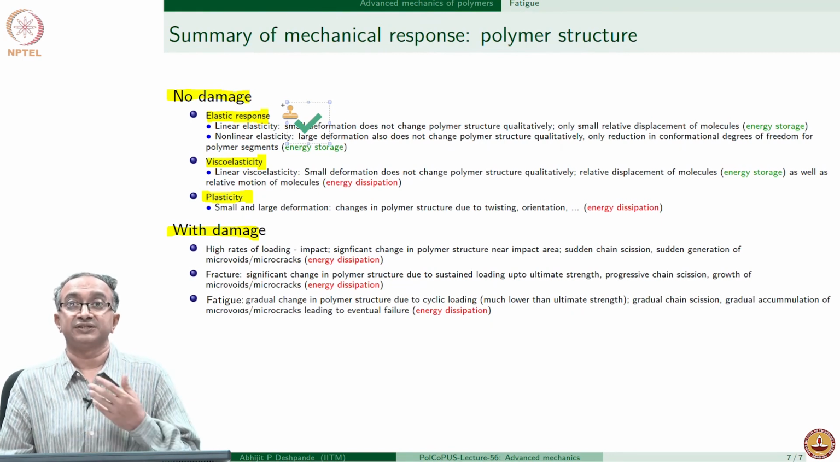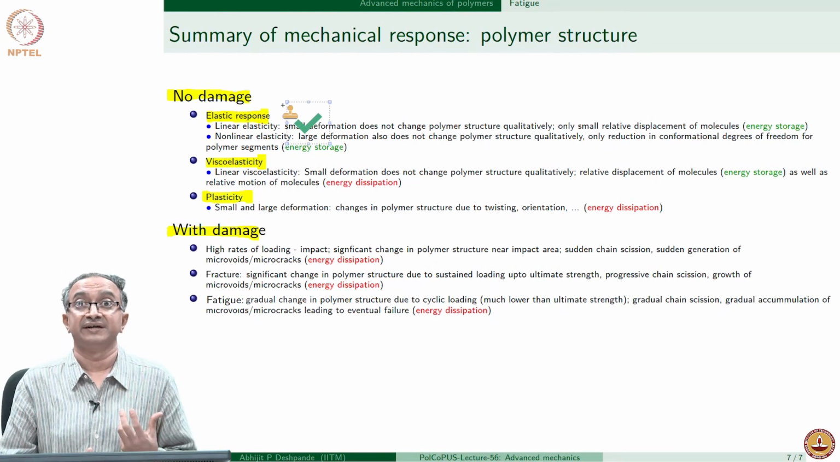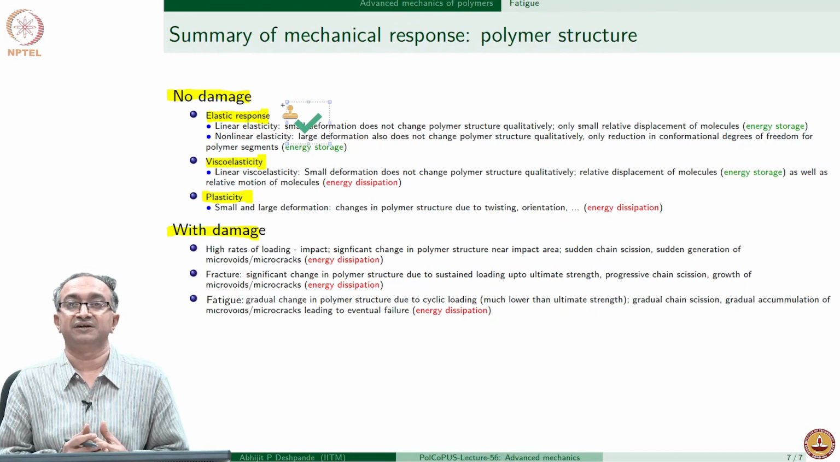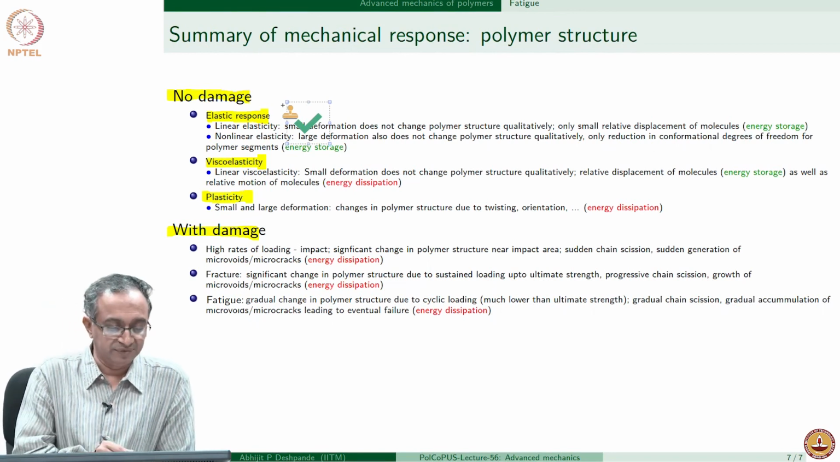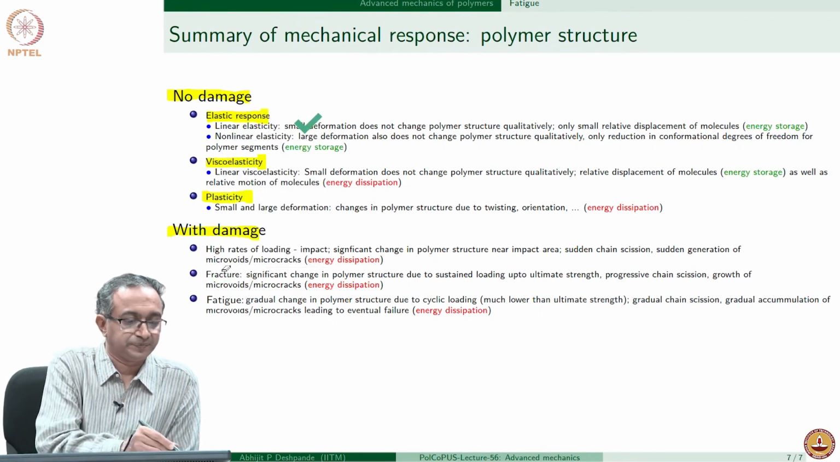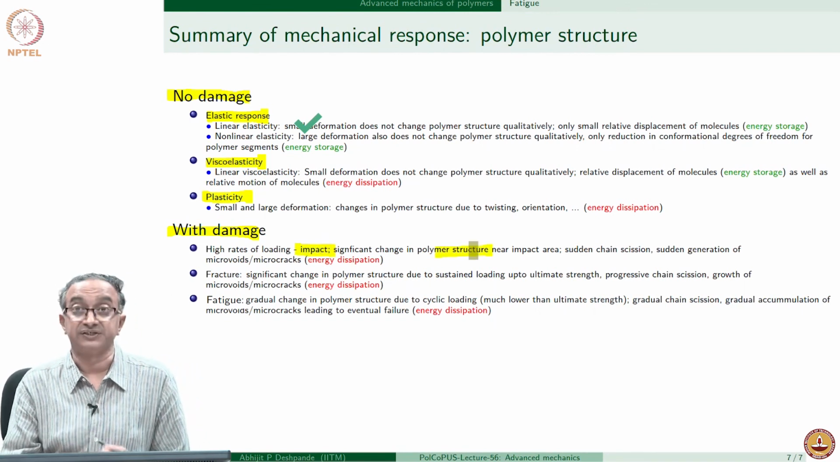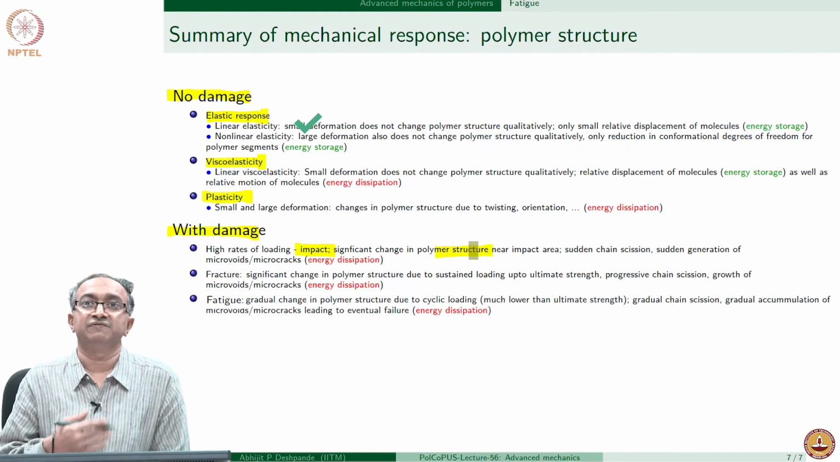In case of plasticity, structure may undergo some change, and in case of elasticity, the molecular arrangements may change, but they recover back. So, we had a discussion which is not related to damage at all, it is related to response of the material structure to a given mechanical loading. On the other hand, now we have damage. With damage, if we have high rates of loading, then we have basically the impact response, which is significant change in polymer structure. In all of these cases, there is a significant change in polymer structure, including initiation of damage and then growth of this damage in terms of crack growth.